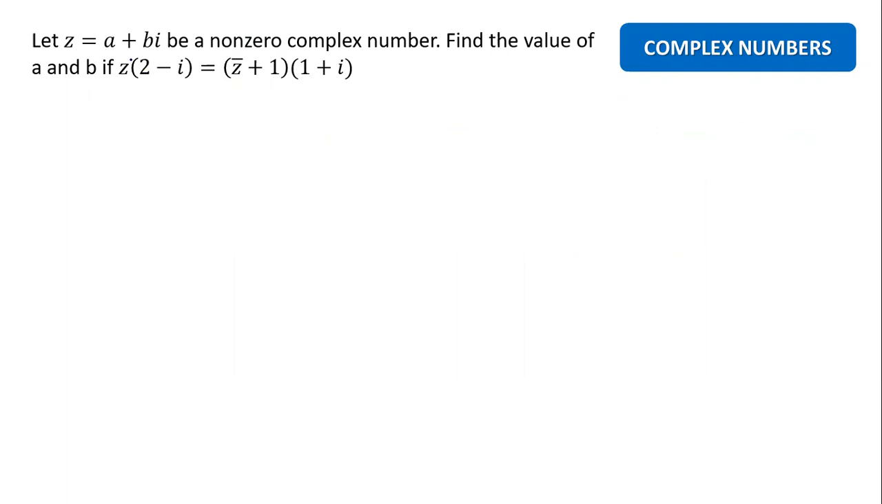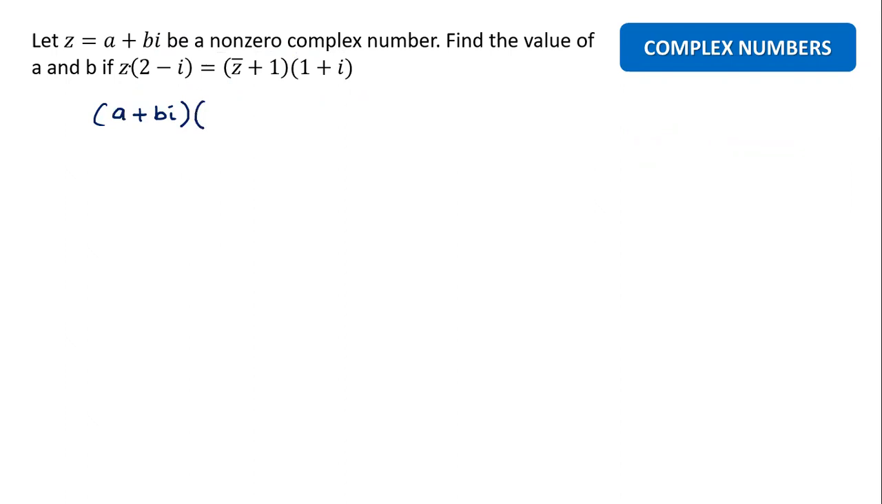Since we already have an equation over here, we are going to solve this equation to find the values of a and b given here. Understand? First, I'm going to substitute the value of z here. The z here is given: z is a plus bi. So your z is going to be a plus bi. Got it.